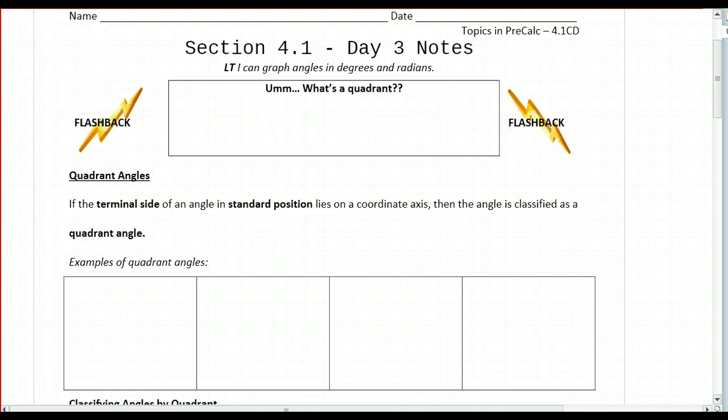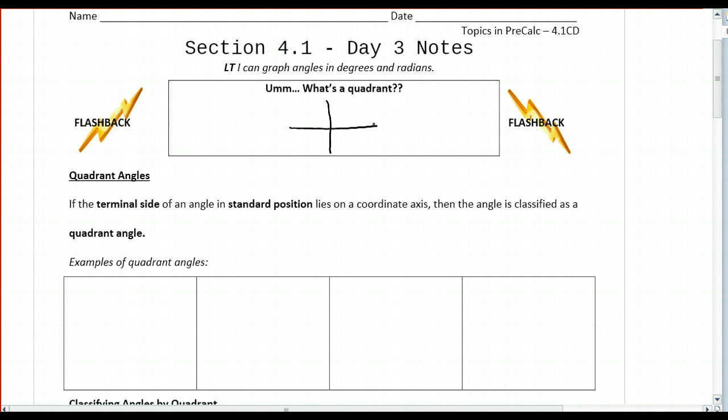Our goal for today is to be able to graph angles in degrees and radians. But before we do that, we got to go back to Algebra 2 and remember what is a quadrant. Let's go ahead and take a second. You probably have a nice ruler that can draw some nice straight lines.